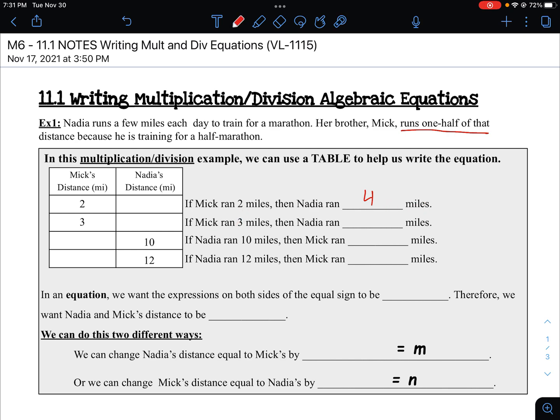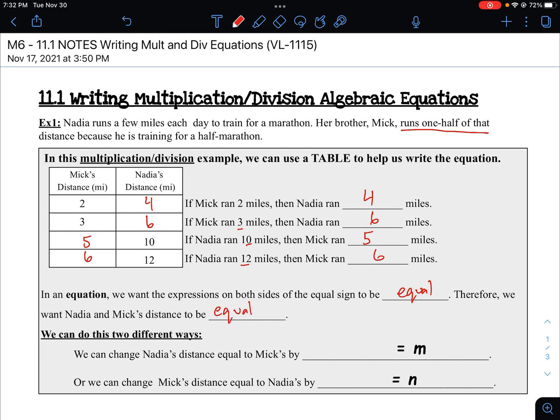So if Mick runs 3 miles, then Nadia would run 6, right? Because she runs twice his distance. But if Nadia runs 10, how much would Mick run? Well, he runs half, so 5. And if Nadia runs 12, Mick would run 6 because he runs half her distance. So in an equation, we want the expressions on both sides of the equal sign to be equal. Therefore, we want Nadia and Mick's distance to be equal as well.